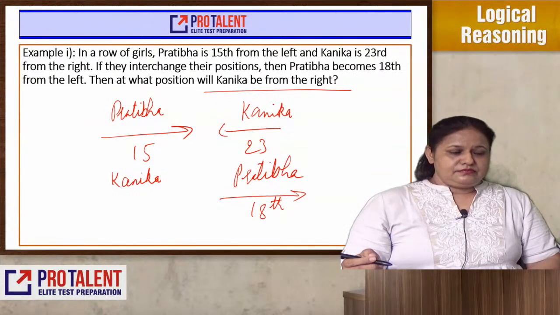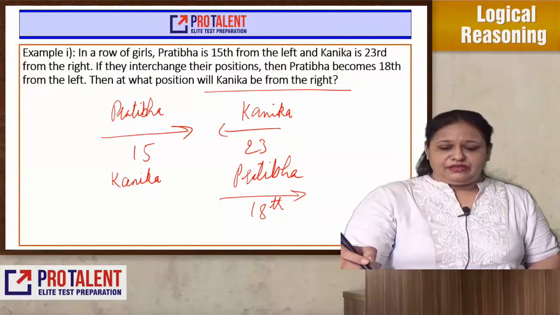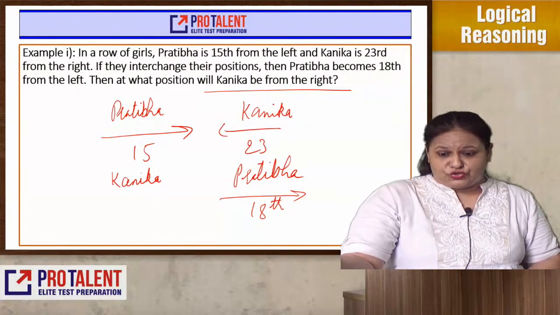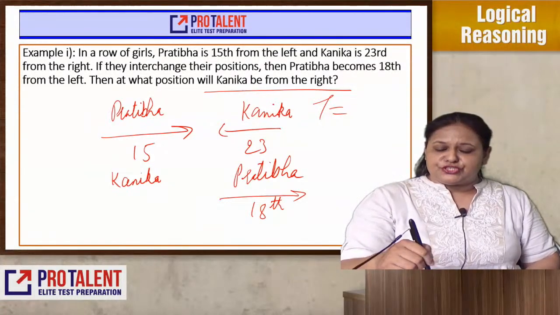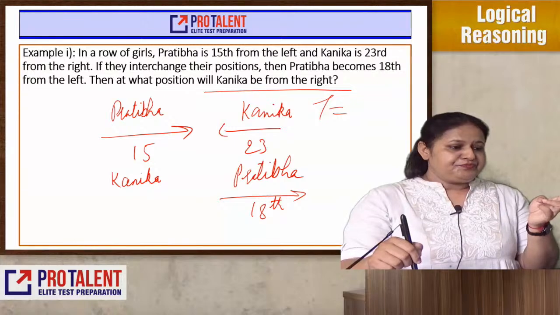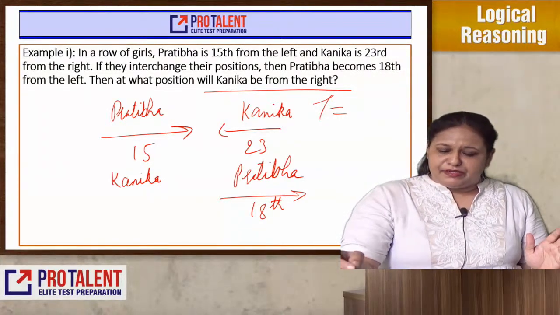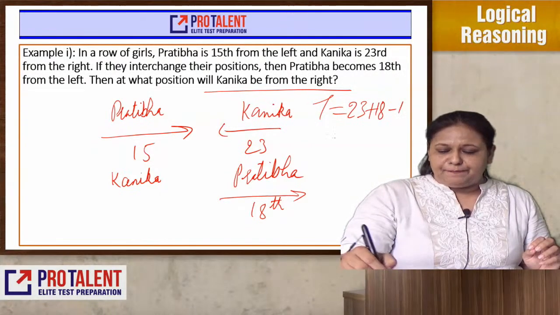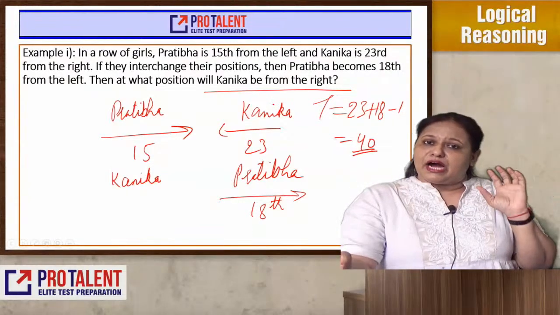Okay, so if I go with the theory, Kanika, what will be from the right, then first of all I should find the total. Here the person's position is going to be the same, it is just that they are switching. So can I find the total number of people? I can say it is 23 plus 18 minus 1, so it is going to be 40. Total number of people is 40.